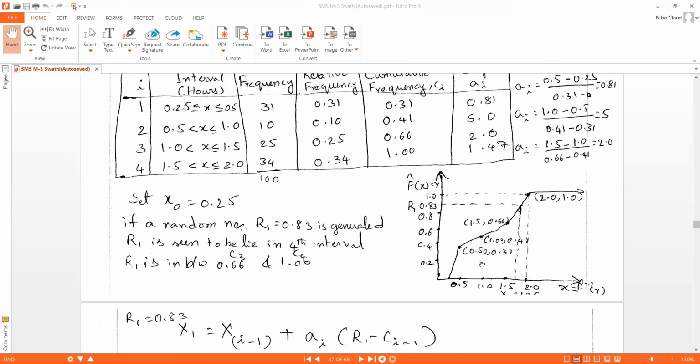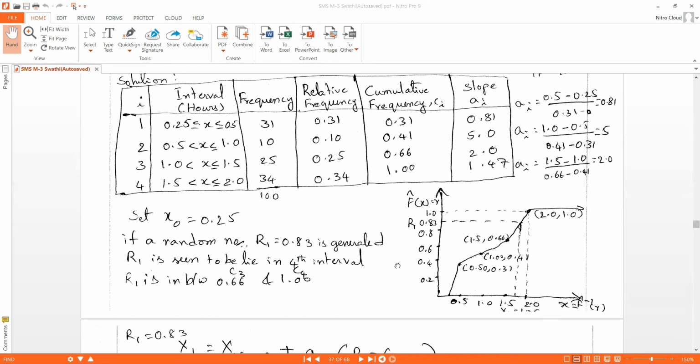After finding the slope values, we need to plot the graph. On the graph, what do we need to take on the x-axis? We need to take the x i values, that is 0.5, 1.0, 1.5, 2.0. Here the range is between 0 and 2, so we have marked the x-axis from 0 to 2, because the range of x i values is between 0 and 2.